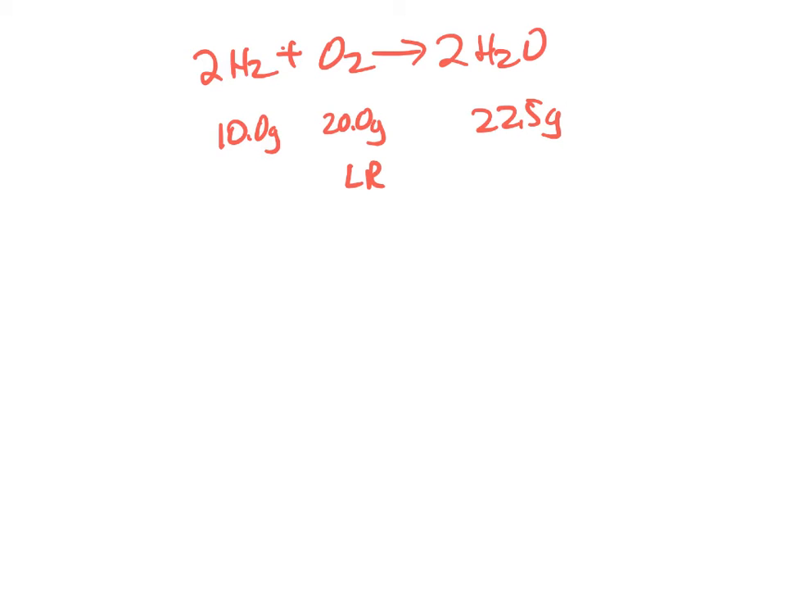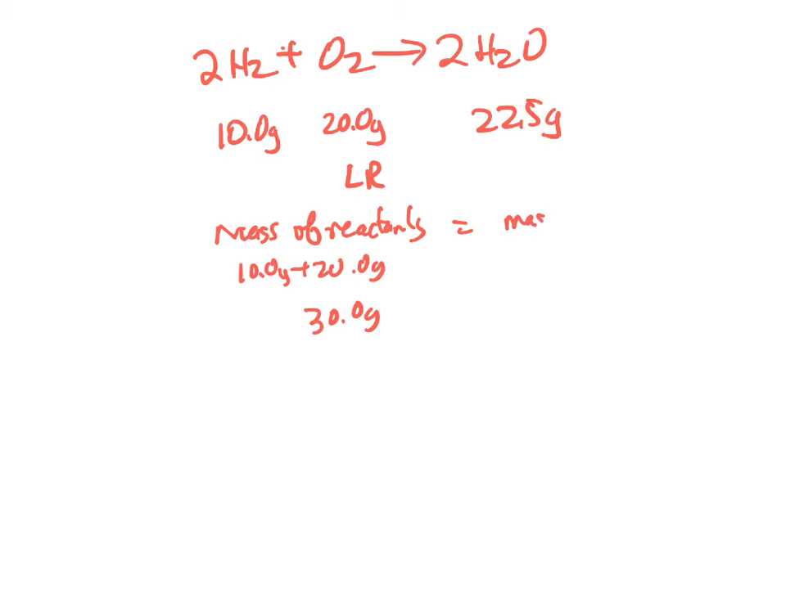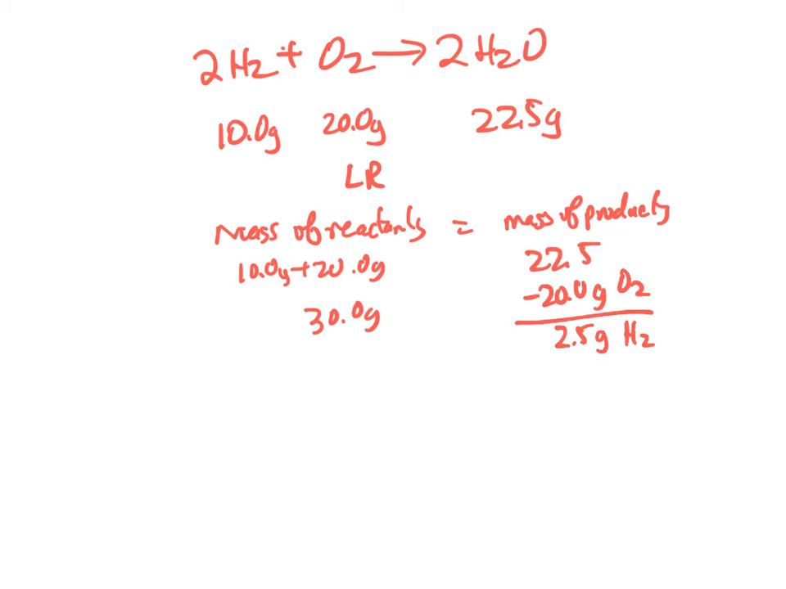So the law of conservation of matter says that the mass of our reactants, which is 10 grams plus 20 grams equals 30 grams, has to equal the mass of our products, which is 22.5 grams, but we used up all 20 grams of oxygen, which means we only consumed 2.5 grams of hydrogen.